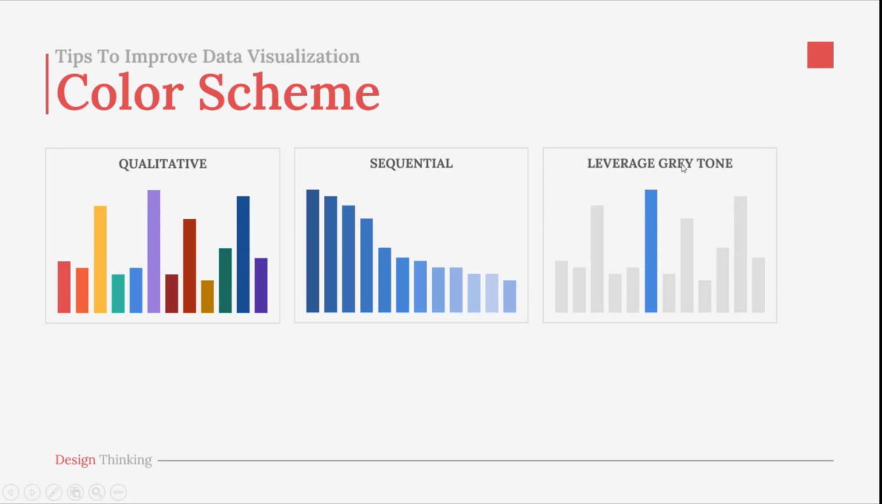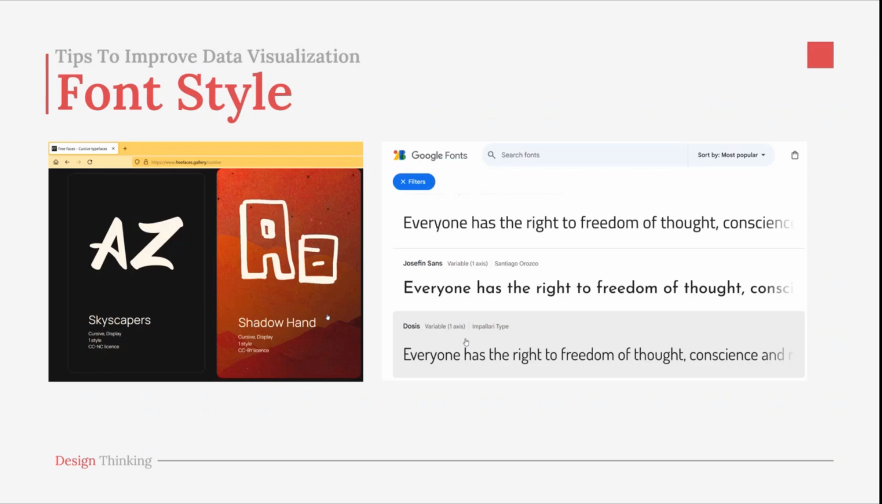And the other one is gray. This is one of the options you can use if you are trying to create a more minimal and simple design. Just leverage the gray tone, make everything gray, and highlight what you want to communicate. This works best if you have a focus in your story. So yeah, this is the color scheme.